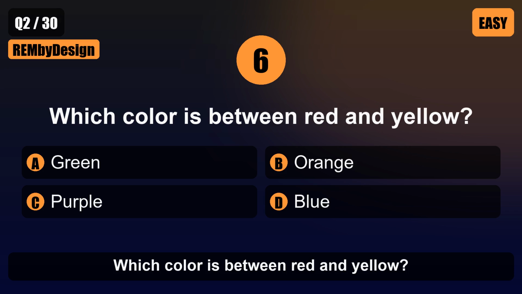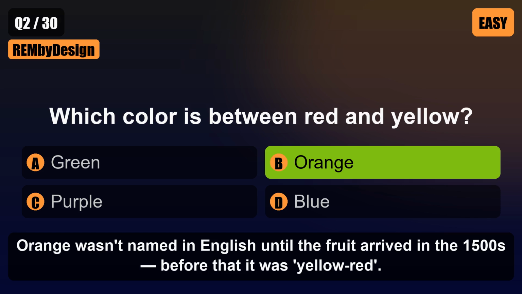Which color is between red and yellow? A. Green, or B. Orange, or C. Purple, or D. Blue. The answer is B. Orange. Orange wasn't named in English until the fruit arrived in the 1500s. Before that it was yellow-red.